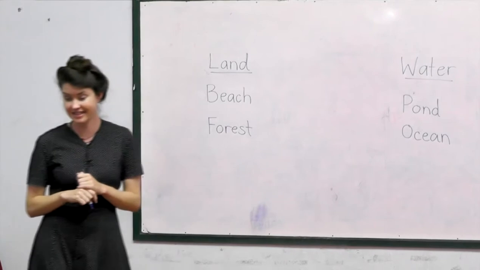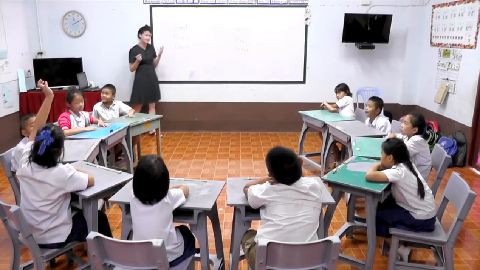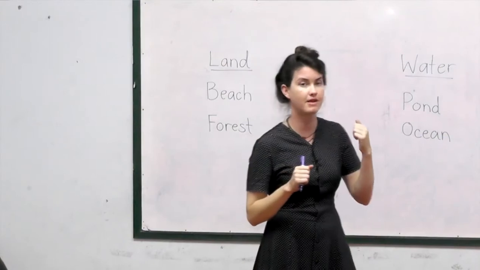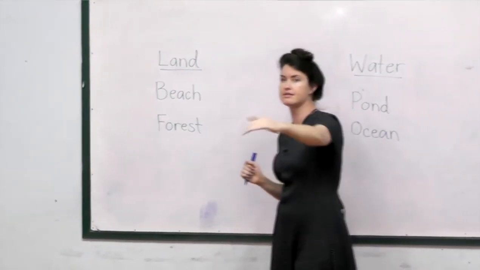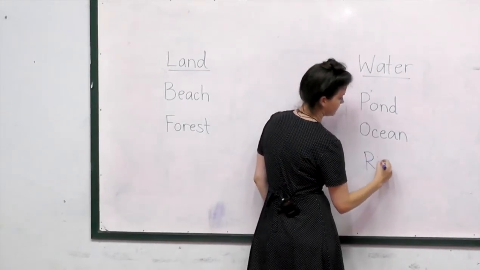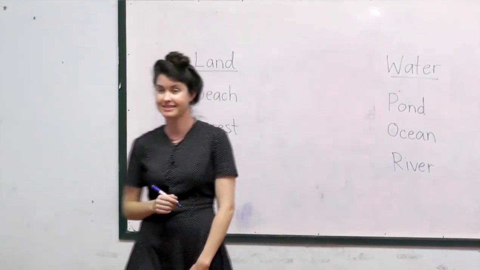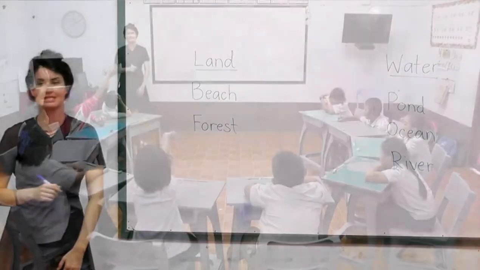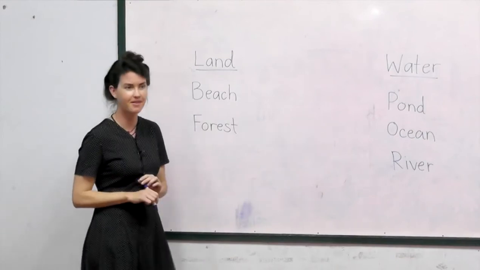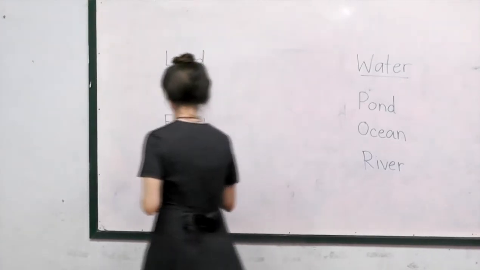River. Good. Which one is that? River. Should we put river with land or water? Water. River looks like the big snake made out of water. Okay. Tell us one. Mountains. Good. Does a mountain go with land or water? Land. Good. Mountain.